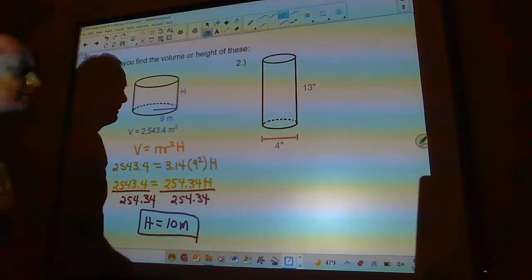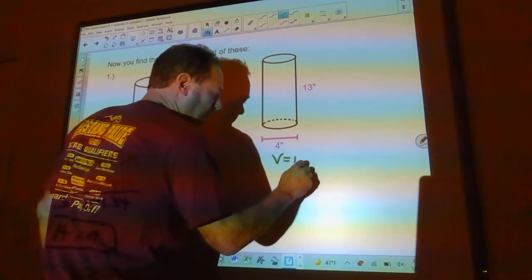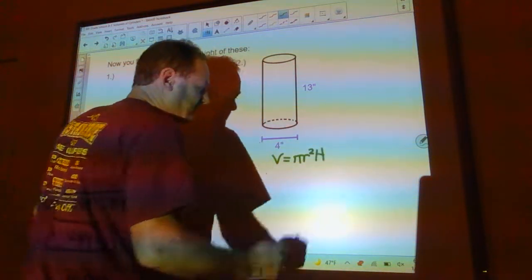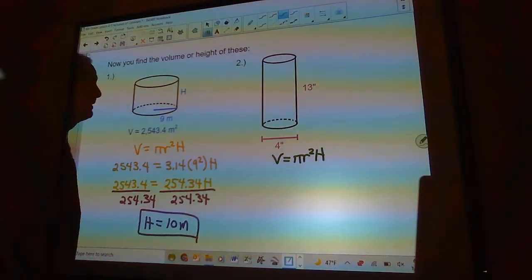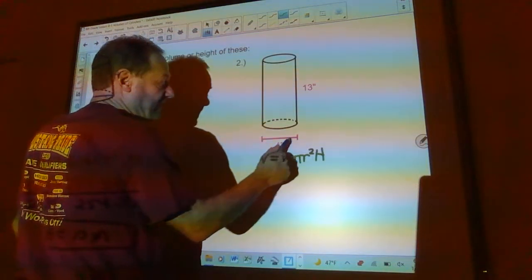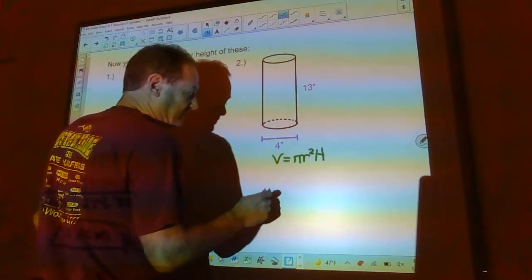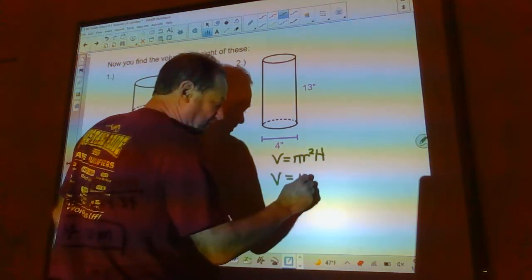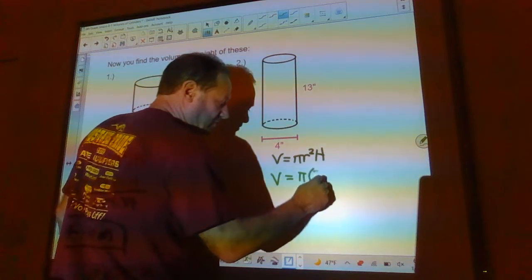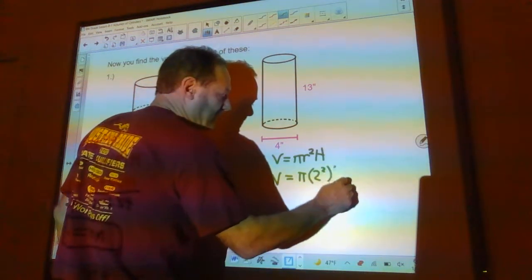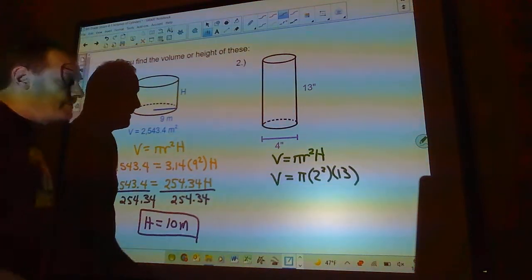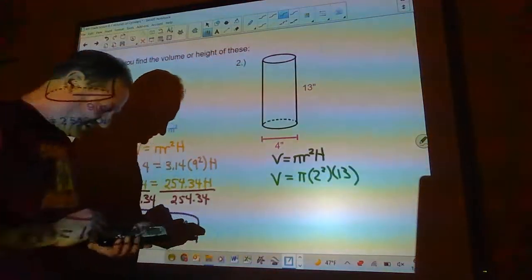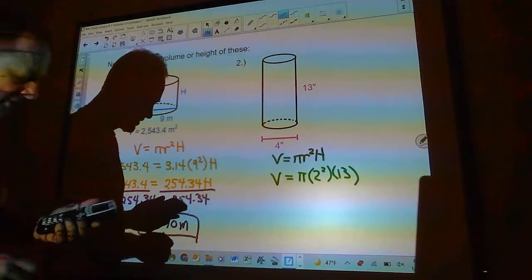Now over here, volume equals pi r squared h. See, writing this down also burns it into your memory. Okay, now be careful because this is the diameter and the radius is going to be half of that, so it's going to be 2. So the volume is going to equal pi times 2 squared times the height is 13. Now, it just so happens that 2 squared is also 4. So this is 4 times 13. That's going to be 52.